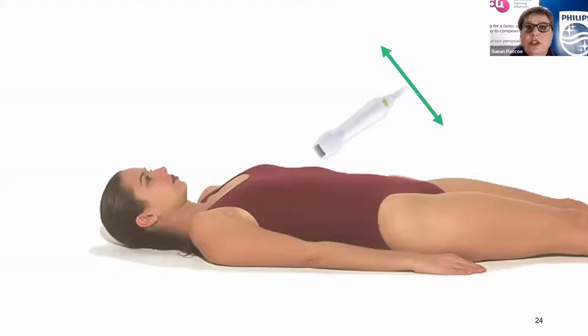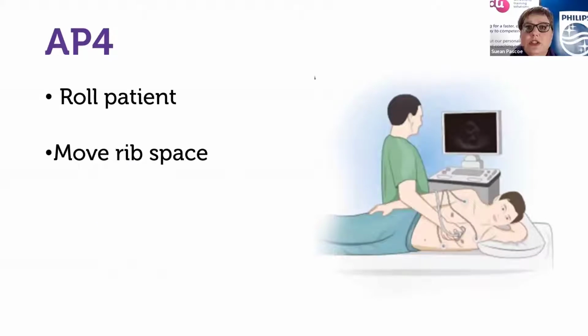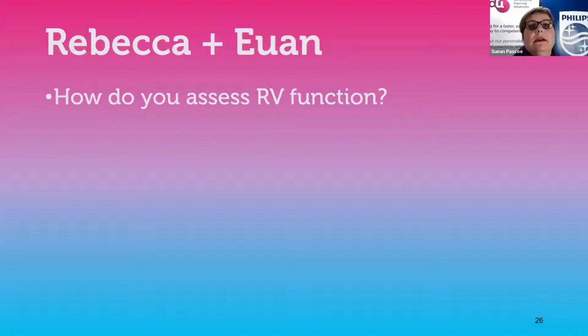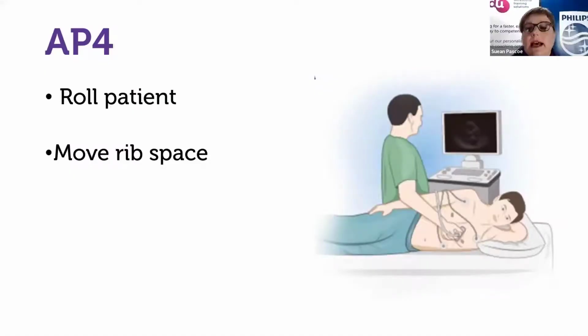For the apical 4, roll your patient so you're sitting just up on the edge of the rib, trying to maximise how big that rib space is. The last but not least thing to do is to get your muscles into it, bend your patient closer and minimise the distance that the beam has to travel.